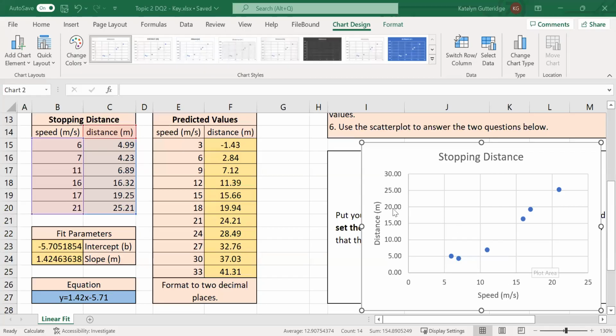Okay, so here I have my chart. I added in some axes labels. I changed my title to represent the title of the table. The title can be anything besides chart title. And then make sure you label the axes appropriately.